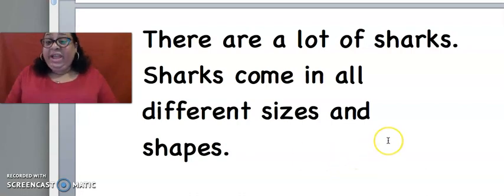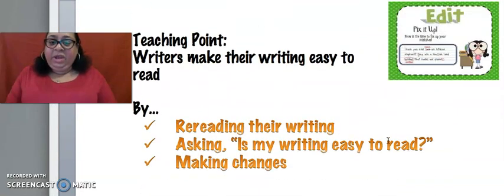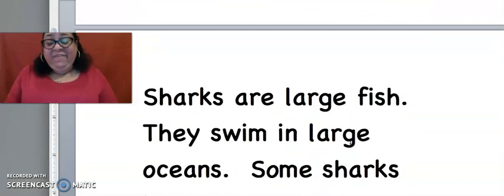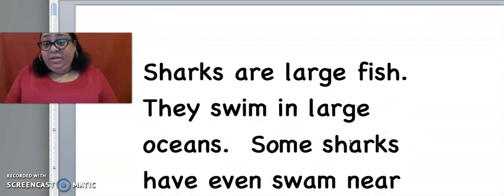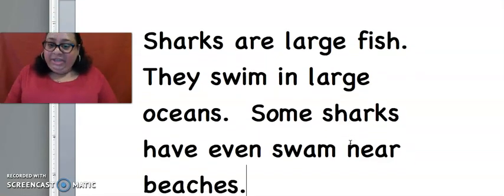So writers, let's go back and recap all of our steps. Today we were talking about making our writing easy for our readers to read by editing, fixing up our work. We did this by rereading our own writing, asking ourselves, is my writing easy to read? And making changes if it's not easy to read. And when I first started, oh my gosh, boys and girls, it was not easy for me to read. So I know it wasn't easy for you. So I read it, I made changes, and now it's easy to read.